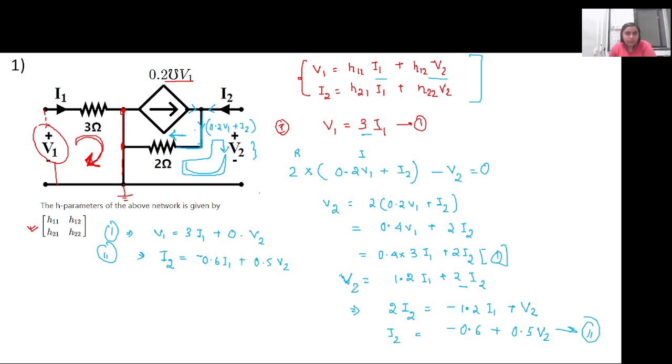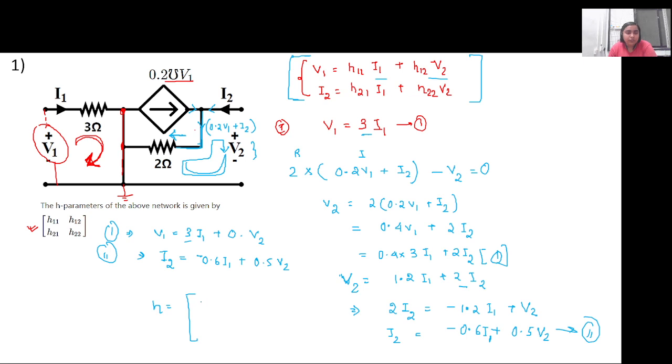So this is exactly similar to the notation mentioned here. What will be H11? H11 is 3. Madam, in the second equation, I2 is minus 0.6 I1, the I1 is missing. Yes, you have missed I1, ma'am. Okay, I see. Okay, thank you.